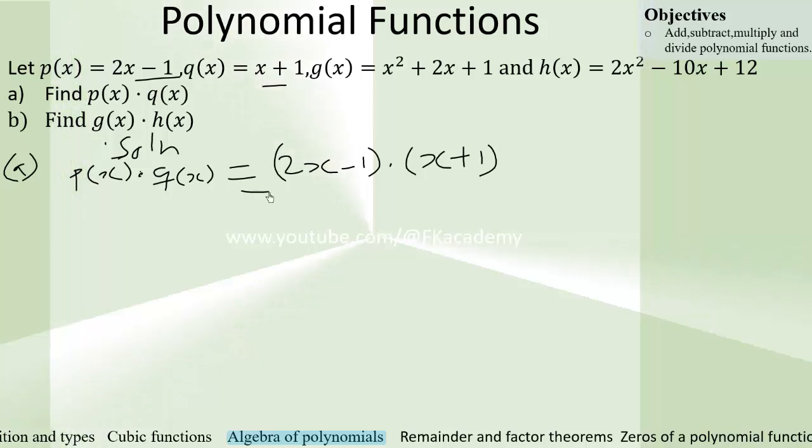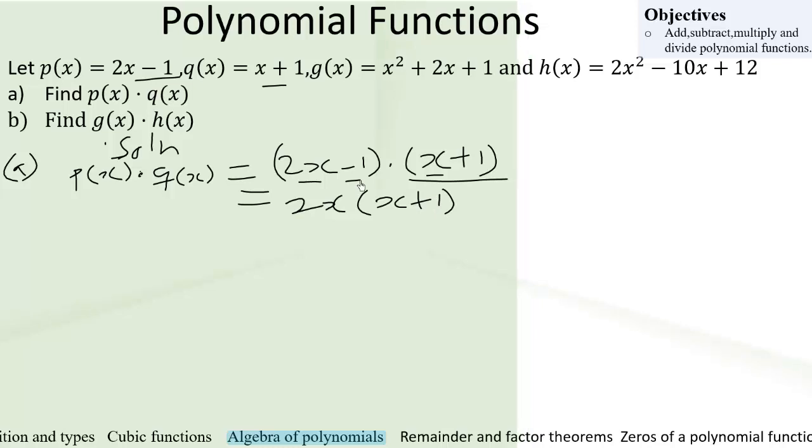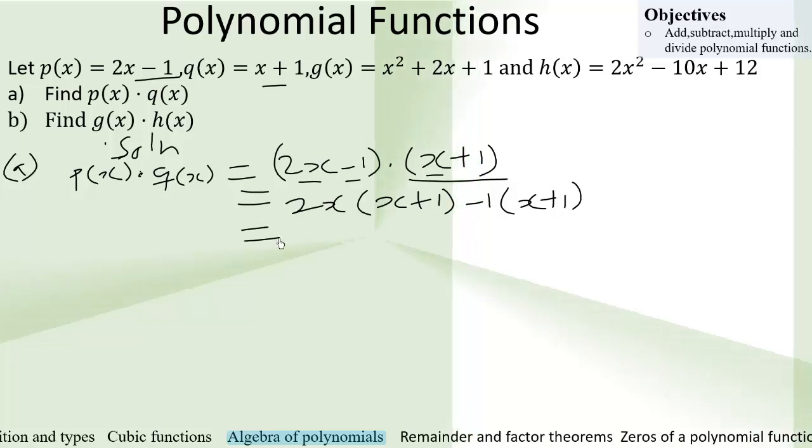So this will be equal to 2x times x. So we use the distributive property. We can use 2x to multiply the whole of this bracket, then minus 1 into bracket x plus 1. So further use the distributive property.